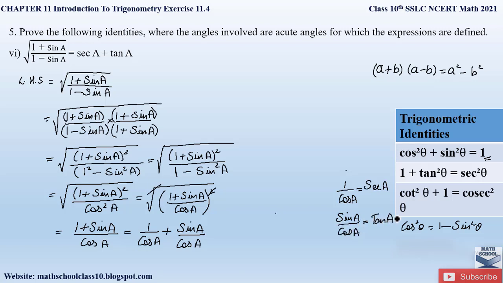This we have learnt in our trigonometric ratio relationship, right? So we will apply here. So therefore we get 1 by cos A as secant A plus sine A by cos A as tan A, right? So this is the right hand side part, which we have proved: left hand side is equal to the right hand side. So therefore you can write hence proved.